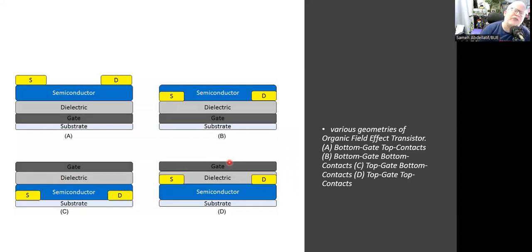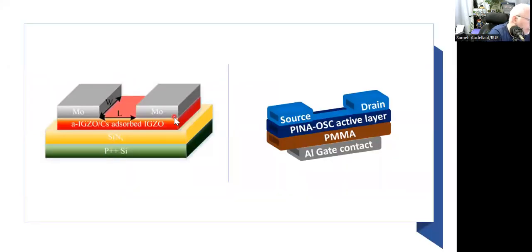So you can rearrange the structures as you like in terms of the contact of the source and the drain, because these are the main biasing contacts, and also the position of the gate, either on the top of the layer or on the bottom of your structure. Okay, so these, for example, are two different topologies where we have the bottom gate top contact topology.